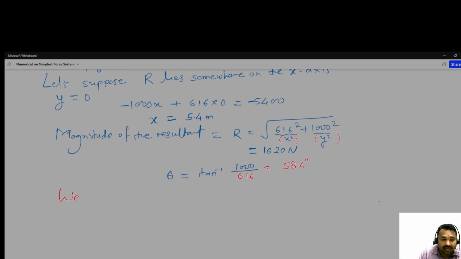So now we have converted the force system, which consists of forces plus couple, into only the force, means the resultant force.